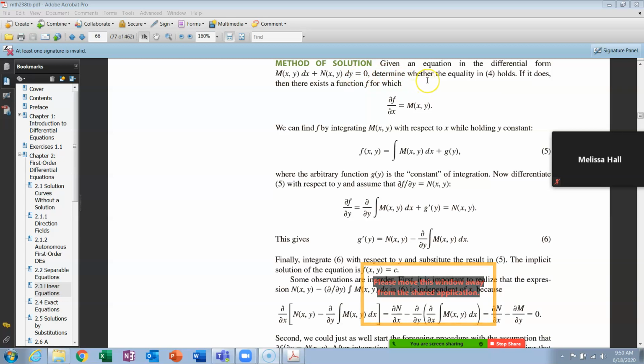So, first thing you do, make sure that your test works. What we just talked about. Take the partial of M with respect to not x, but with respect to y. Then take the partial of N with respect to not y, but x. See if they're the same. If that works, if that equality holds, then proceed.